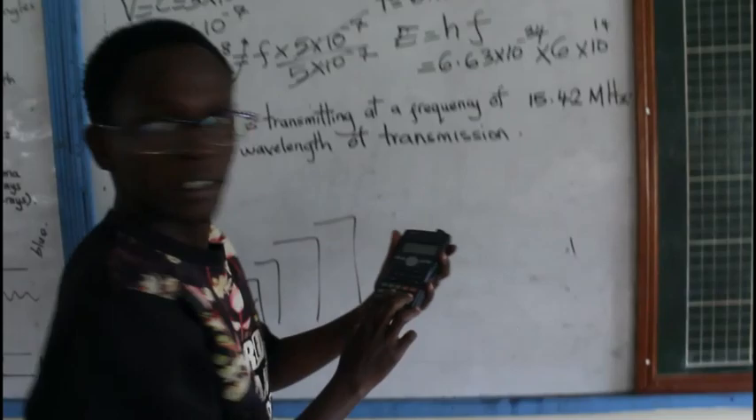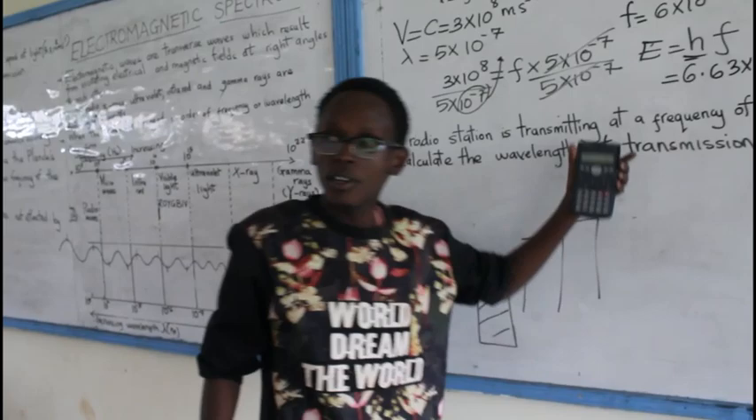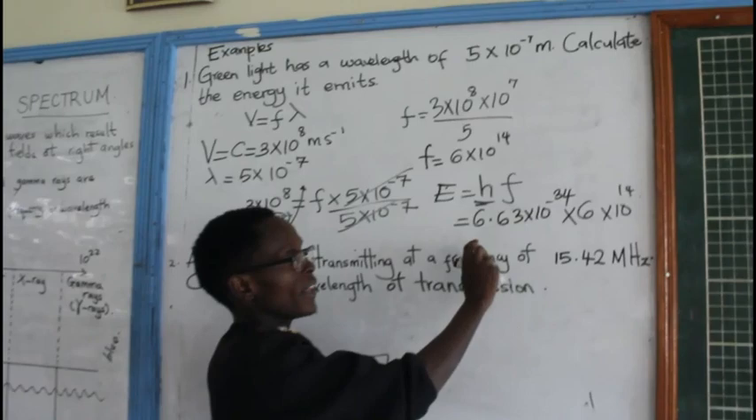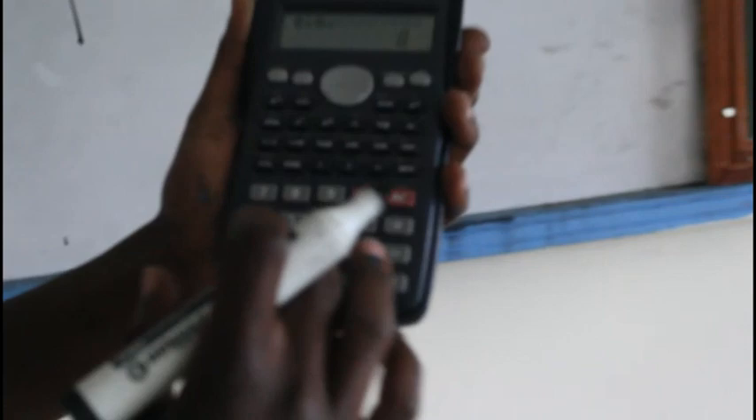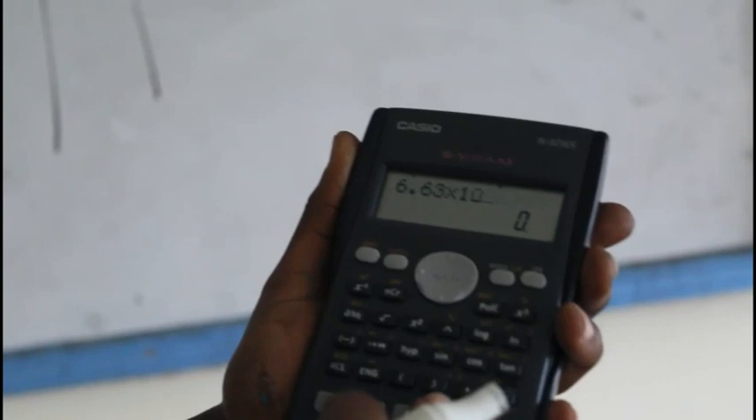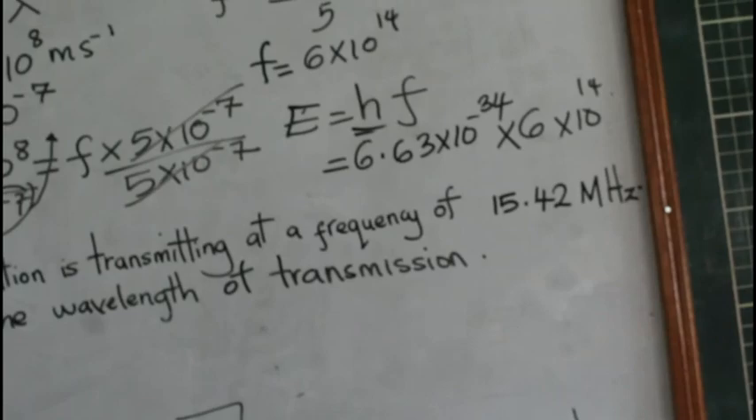With that, there's one thing you can remember: you're always given the value of h whenever you're calculating, so you don't have to cram it. You can just look at the question, they're going to give you the value of h, which is normally roughly 6.63 times 10 to the negative 34. So you can just calculate 6.63 times 10 to the negative 34 times 6 times 10 power 14, which gives me 3.978 times 10 to the negative 19.